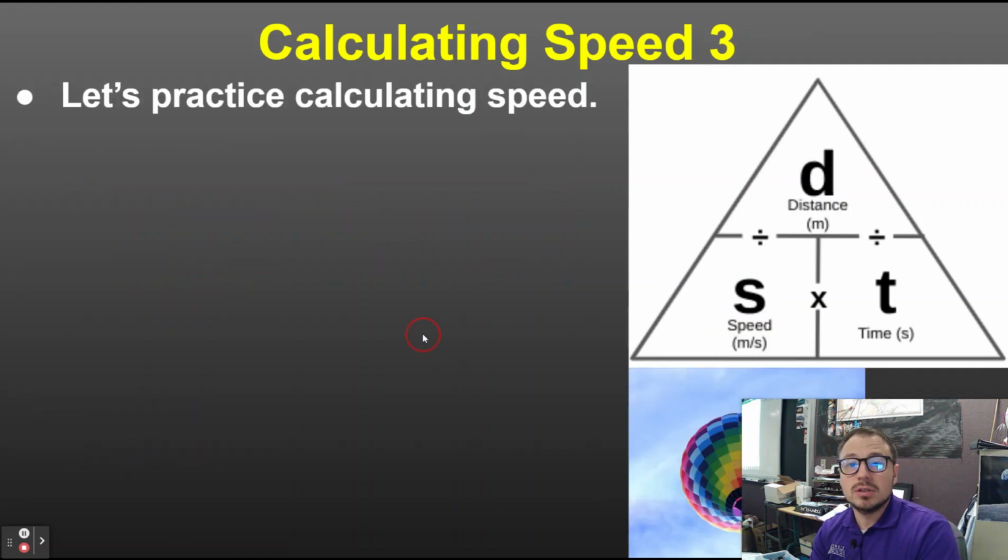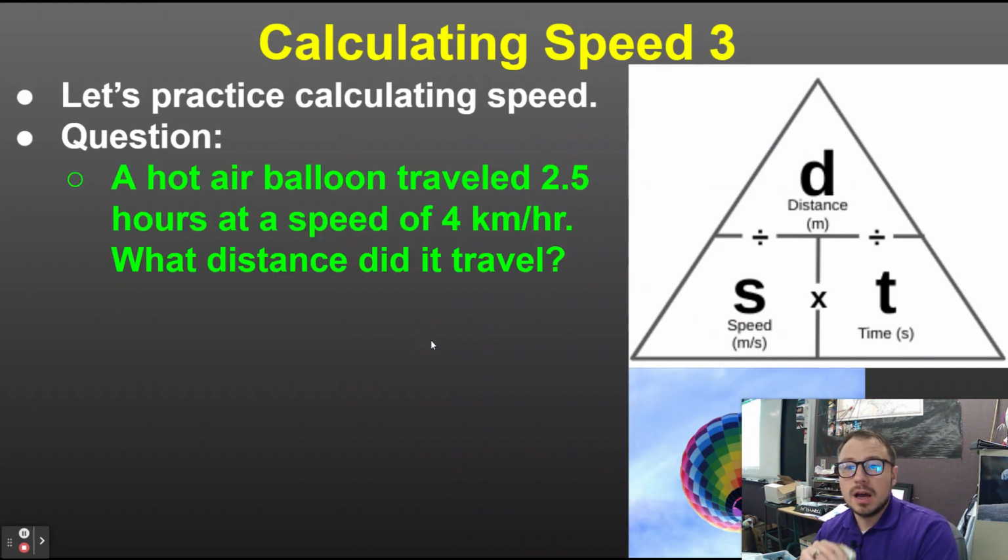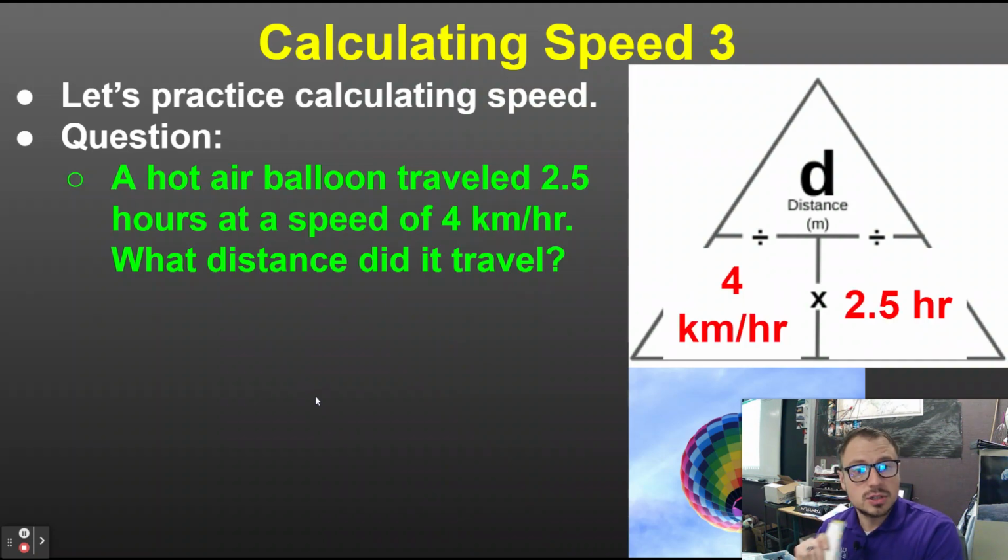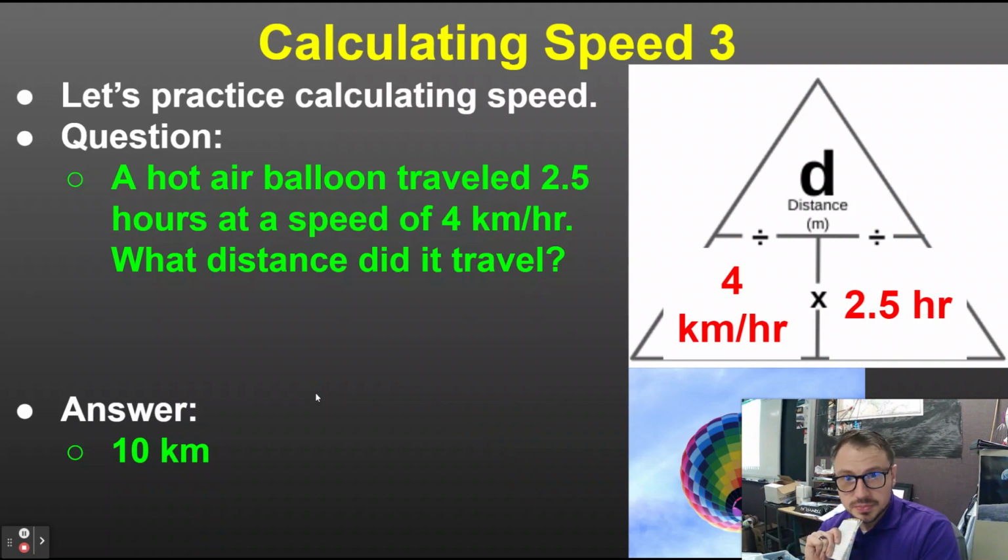All right, so let's do problem number 3. A hot air balloon traveled 2.5 hours at a speed of 4 kilometers per hour. What distance did it travel? So in this one, it's asking us to find the distance. So you can see here, I just cover up the distance, and this one is speed times time. So the speed is 4 kilometers per hour, and the time is 2.5 hours. And the answer is 10 kilometers.